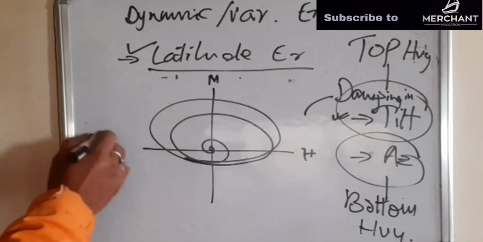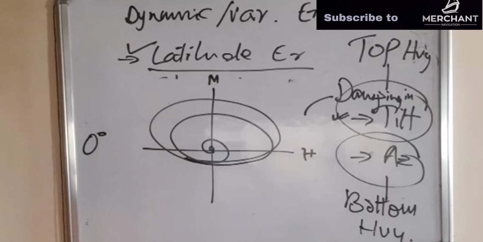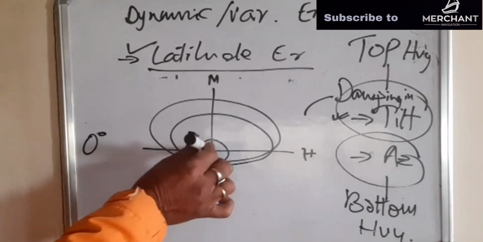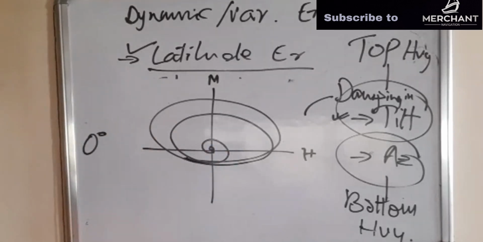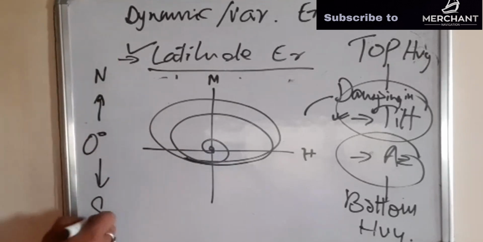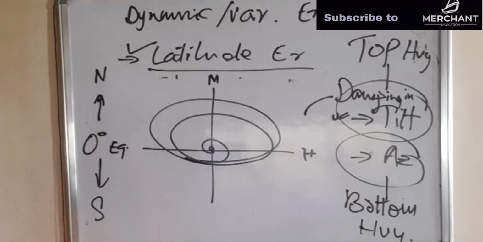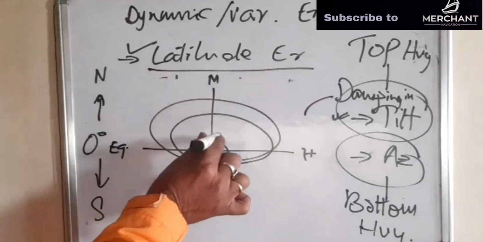If we are on 0 degrees latitude, that is equator, this is the situation. On equator, it will be horizontal and pointing to north. But if we go up in the north or if we go down in the south, if the ship is not on equator, then it is seen that it is settling down like this.